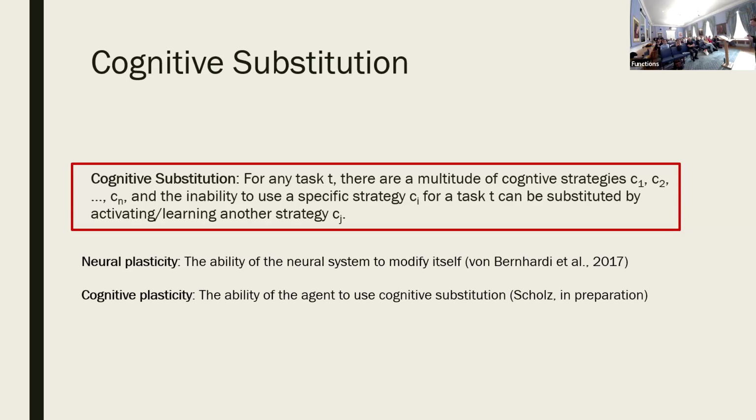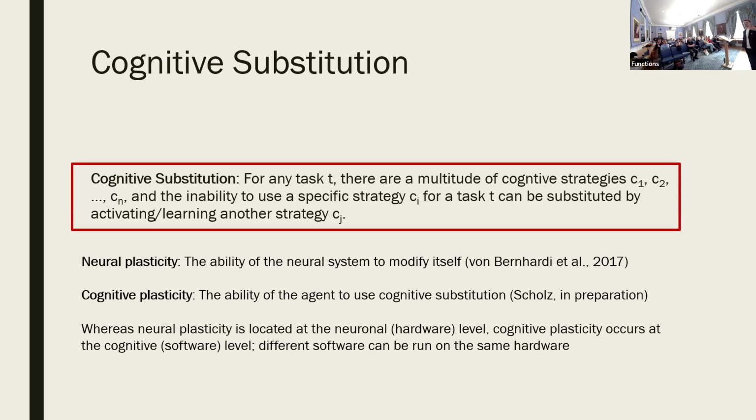Now, how can we think about the two in relation? The idea is that whereas neuroplasticity is located specifically at the neuronal level, or you could think about it as the hardware level, cognitive plasticity occurs at a cognitive, more so a software level, right? So it is the idea that different software can be run on the same hardware. And importantly, this does not need any sort of dysfunction or inability to begin with.